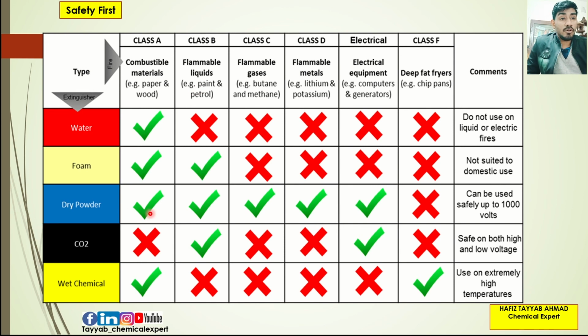And so dry chemical is dry powder. Dry chemical powder is for class A, class B, class C, class D, and electric fire. So it's also useful for many kinds of fires. Carbon dioxide is used for petroleum products like class B and electric equipment, as I already told you. Wet chemical is used for class A and class F. So dry chemical powder is the majorly used one, which is quite effective. So be careful about it.